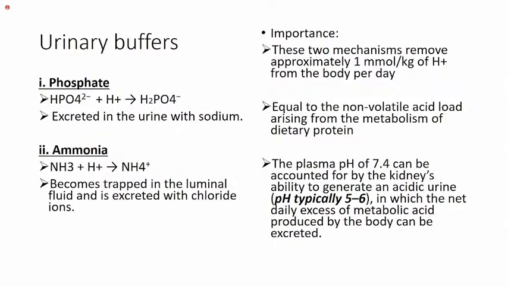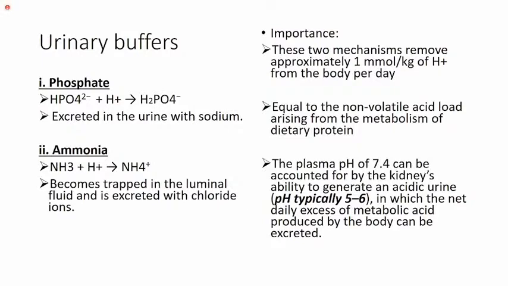Finally, in terms of the buffer systems, you've got urinary buffers. Importantly here, you've got phosphate and ammonia, okay? So phosphate that is within the urine, it's already been filtered, it's in the urine, is able to bind to hydrogen ions and form your phosphoric acid. And then now this is excreted in the urine with sodium. Similarly, ammonia is actually able to bind to a hydrogen ion and form ammonium, which then becomes trapped within the luminal fluid or within the urine and is then excreted with chloride ions.